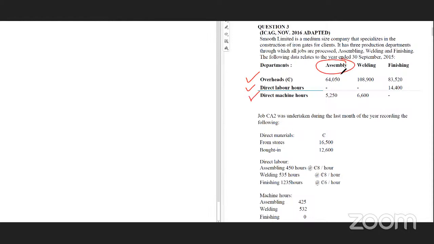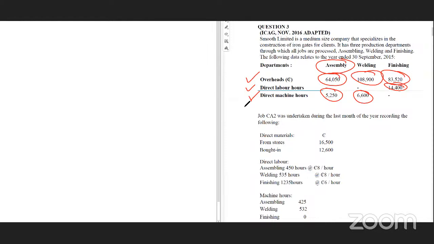If you look at the assembly department, you have overhead cost and then direct machine hours. Welding also has direct machine hours. When it comes to finishing, it uses labor hours, but when it comes to direct machine hours, there's nothing there. Now, some questions can be given like this, where all of them have machine hours and labor hours.